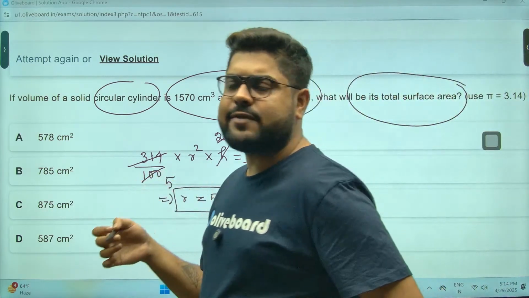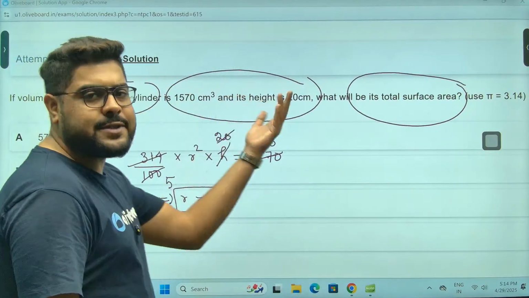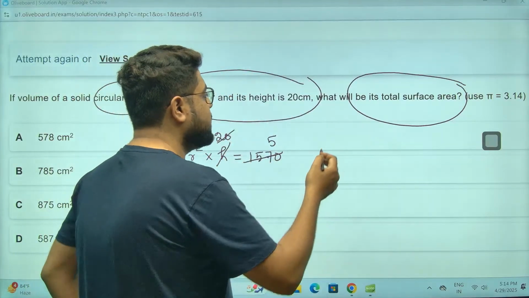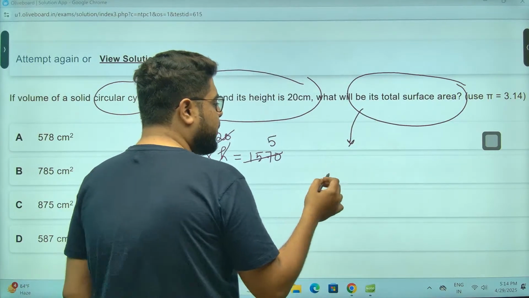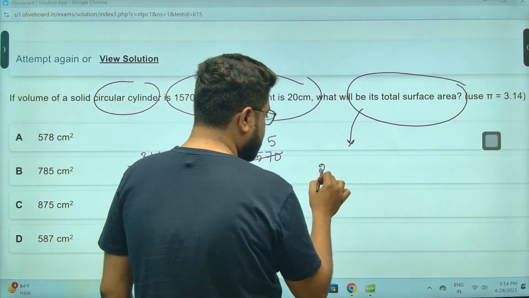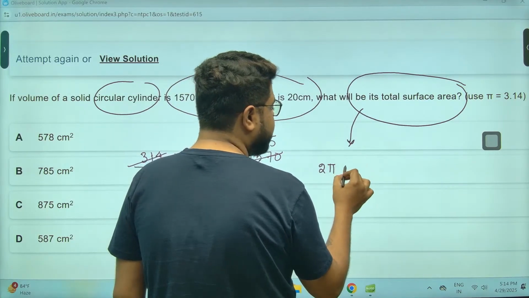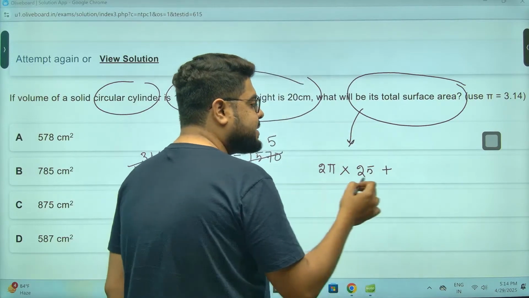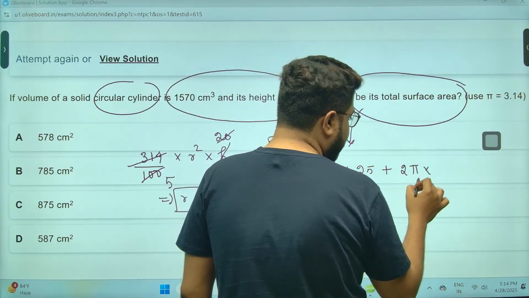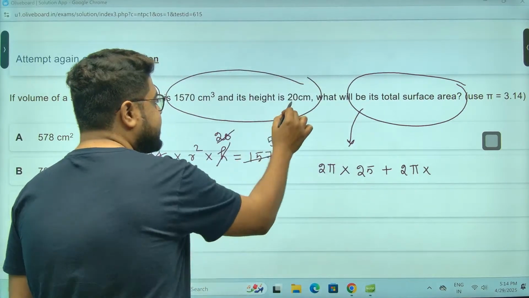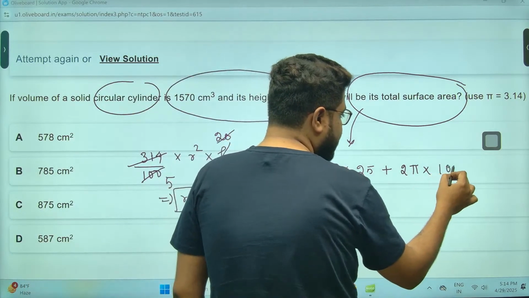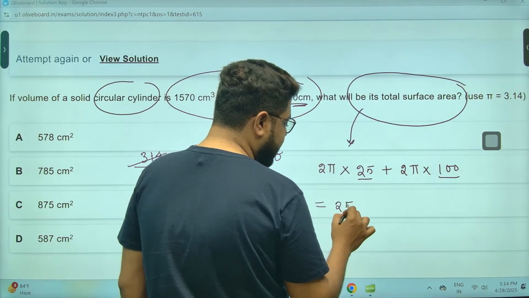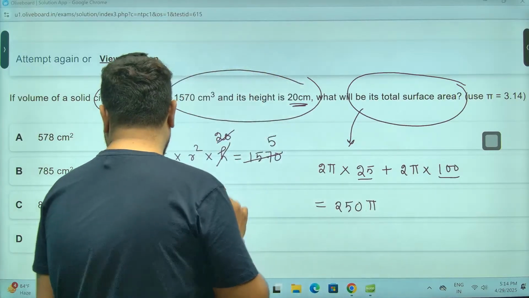In a cylinder, how many surfaces? There are 3 surfaces. One is the curved surface and 2 circles, one on the top, one at the bottom. So 2 pi r square first, for the 2 circles. R square means 5 square, that is 25. Pi value we will put at the end. And 2 pi r h. R is 5 and h is 20. That is 100. So this is 100 plus 25, 125 into 2, 250 pi will be the answer.